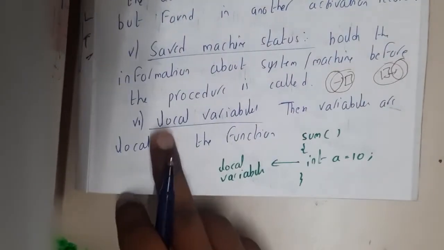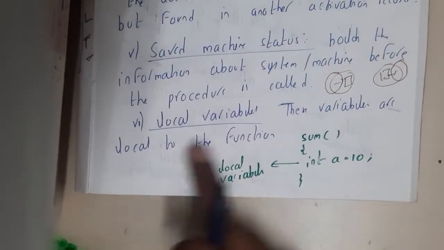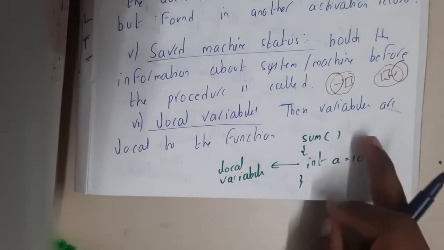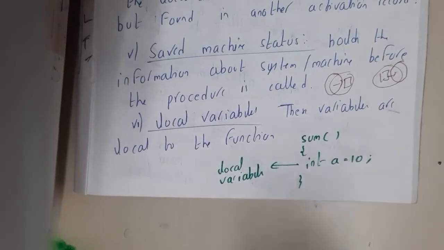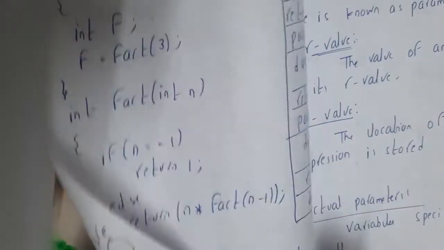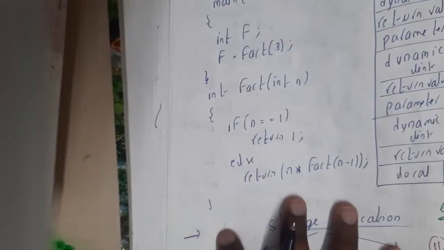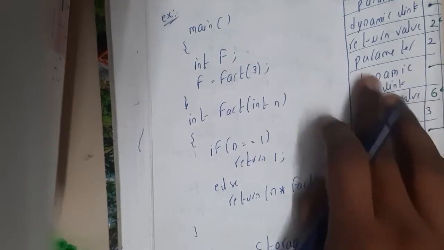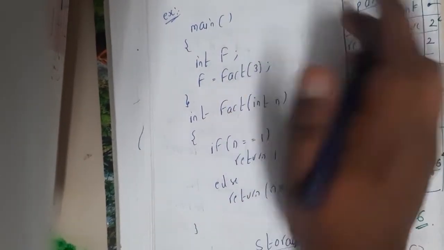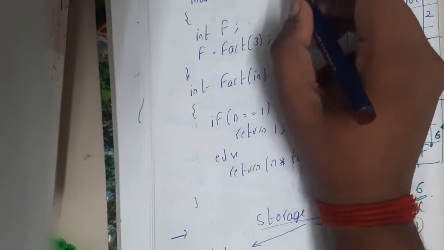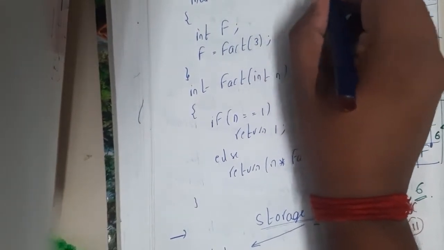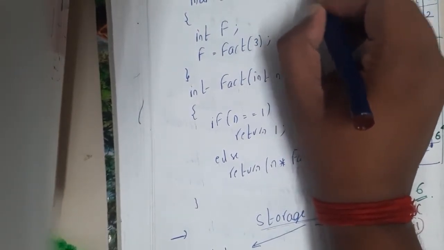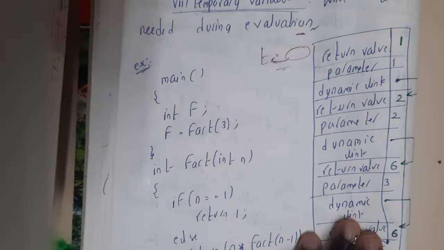Okay. Similarly, local variables. These are the variables local to that particular function. Similarly, temporary variables. Temporary variables are the variables which are stored and evaluated as per the requirement. Whenever you are trying to add some numbers, you'll be using some temporary variables. Like that, these temporary variables are used.